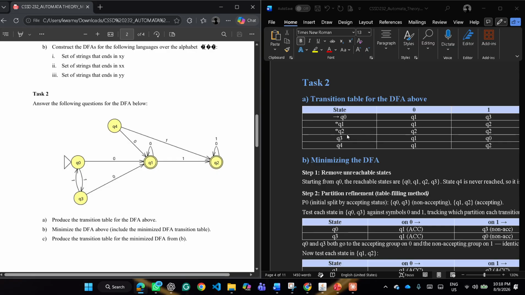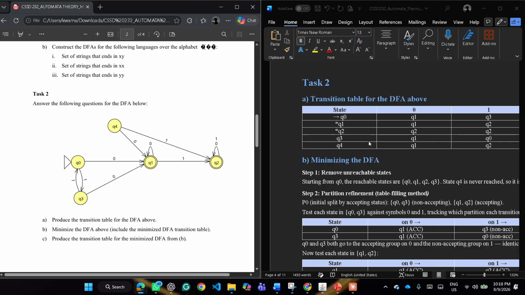I think I've just jumped Q2. Right. Q2 receives an input of 0, you stay in Q2. If you're at Q2 and receive an input of 1, you still stay in Q2 because it's a self loop. Now let's go to Q3. Q3 receives an input of 0, you go to Q1 because the arrow points to Q1. And if you're at Q3 and receive an input of 1, you go where? You go to Q0, which is a non-accepting state.